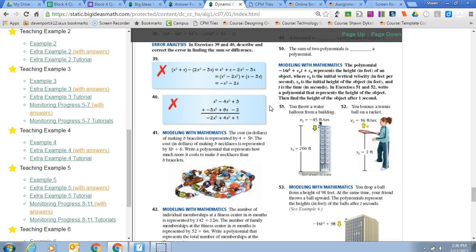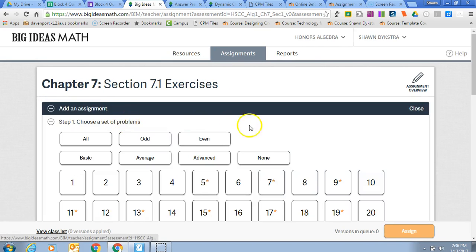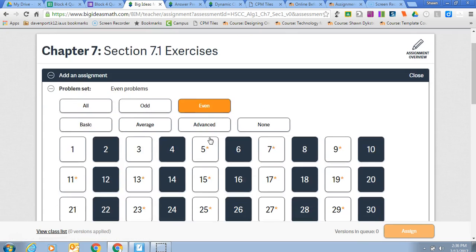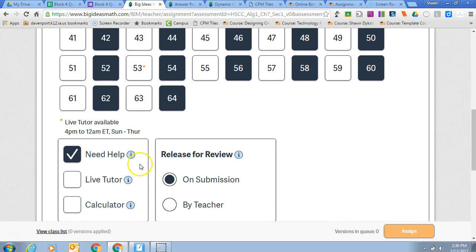A couple other nice benefits of the online assignment, if the kids choose to go that route, and let's see if I can figure out where that ended up here. Okay, so I kind of jumped ahead a little bit here, but this is my assignment page. And if I go to add an assignment for Chapter 7.1 here, let's just say for argument's sake I gave them all the evens. Like you can see, that's quite a problem. But here's the really neat component.